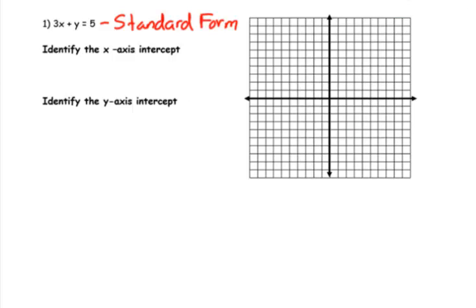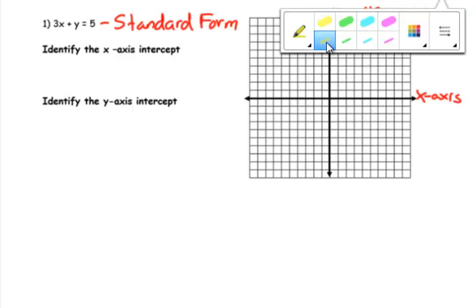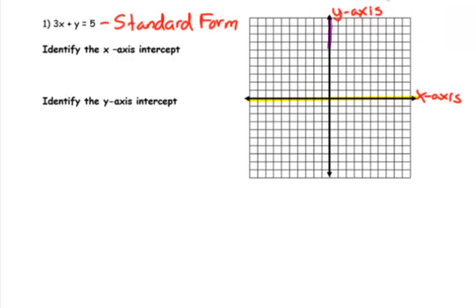If we look at our graph over here, we know that this horizontal axis is the x-axis, and the vertical axis is the y-axis. I'm going to take my highlighter and highlight the x-axis here in yellow, and let's do purple for the Golden Knights. This is the y-axis.